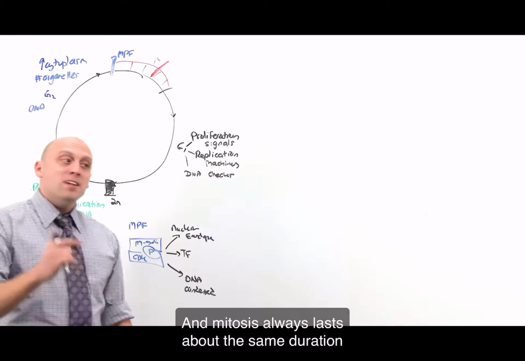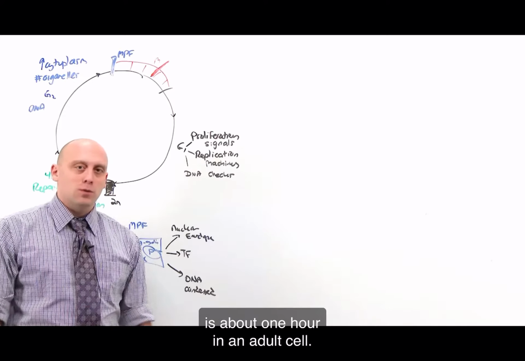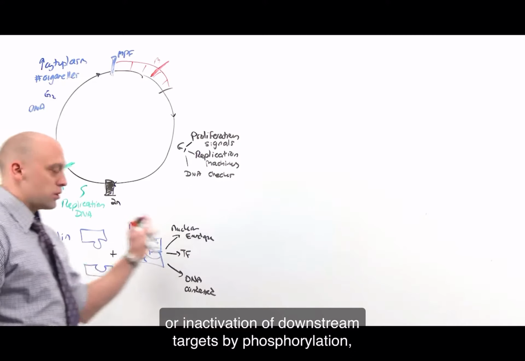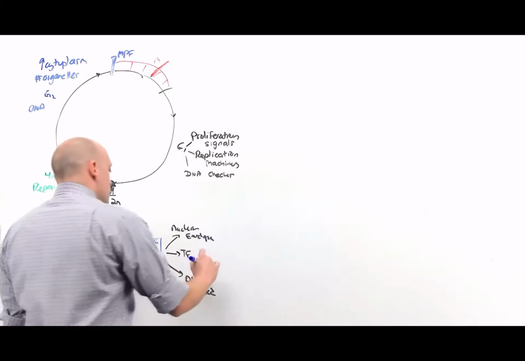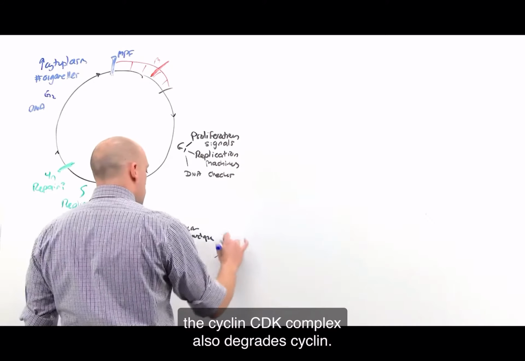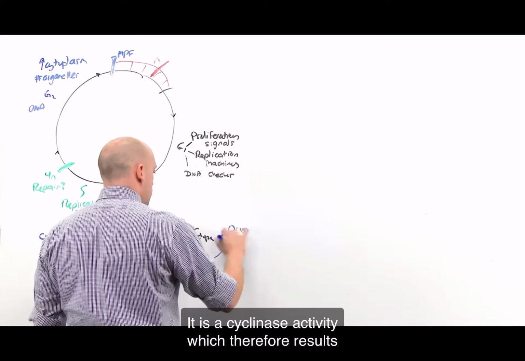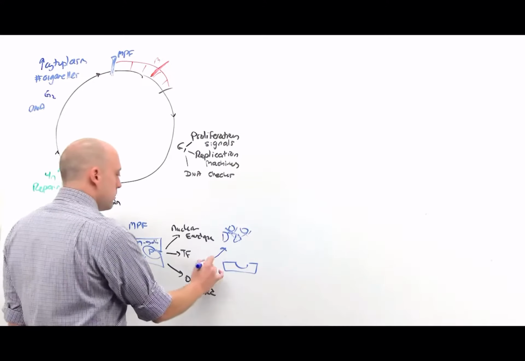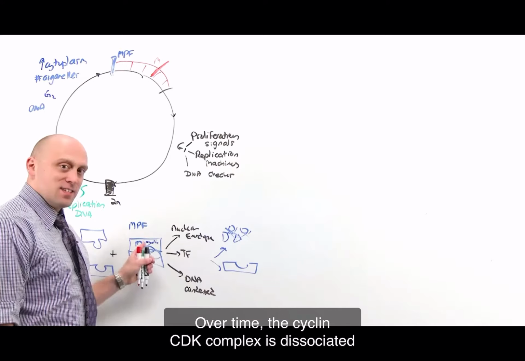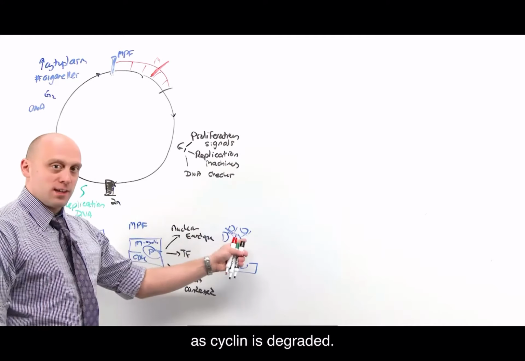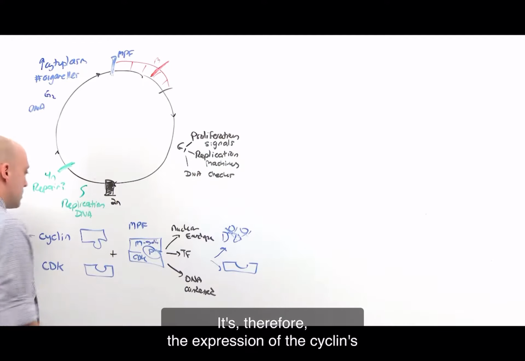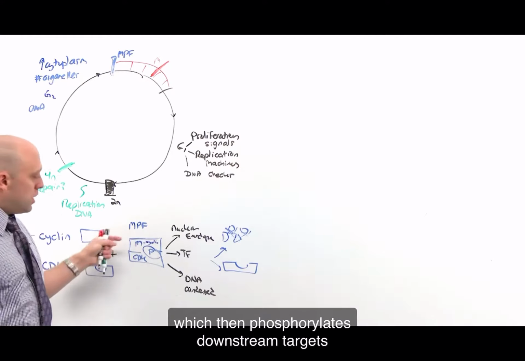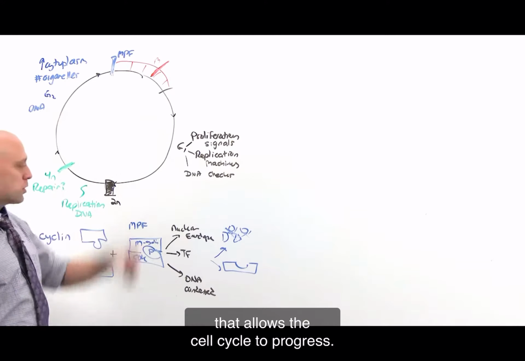mitosis to occur. And mitosis always lasts about the same duration, so always about 1 hour in an adult cell. That's because in addition to activation or inactivation of downstream targets by phosphorylation, the cyclin CDK complex also degrades cyclin. It's a cyclinase activity, which therefore results in an inactive cyclin-dependent kinase. Over time, cyclin CDK complexes dissociate as cyclin is degraded. It's therefore the expression of the cyclins that are going to allow the cell to activate MPF, which then phosphorylates downstream targets that allows the cell cycle to progress.